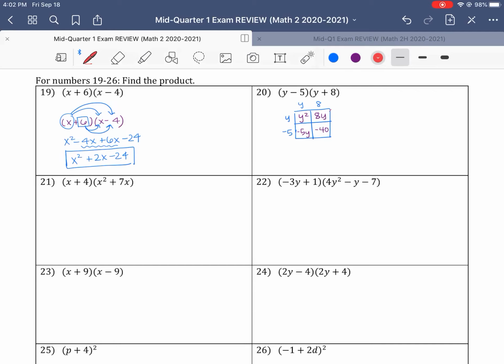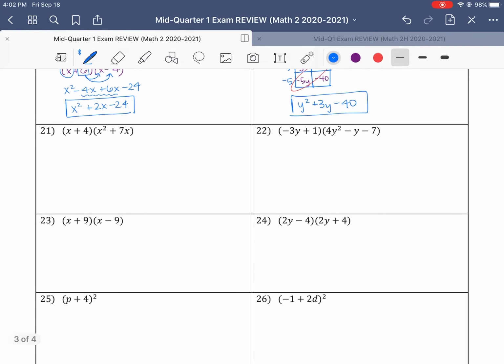And notice again, we talked about the diagonal. Notice those are like terms, so when we pull that out, we're just going to have y squared. We combine those y terms, so 8y minus 5y is a positive 3y. And then we have our negative 40 on the end there. Again, notice it's in standard form when we finish.